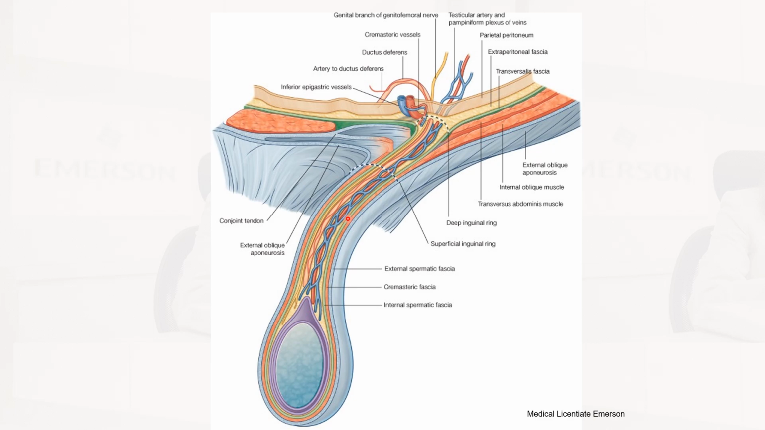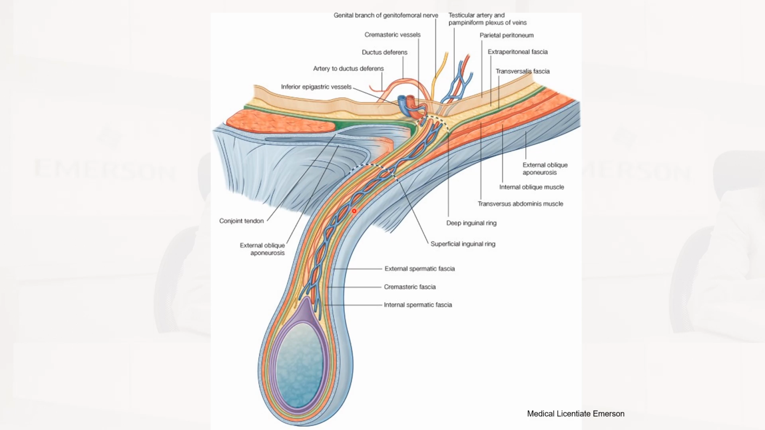That's the cremasteric artery. Okay, then you have the artery to the vas deferens. Then we have the testicular artery. So we have three: the artery to the vas deferens, the cremasteric artery, and the testicular artery.